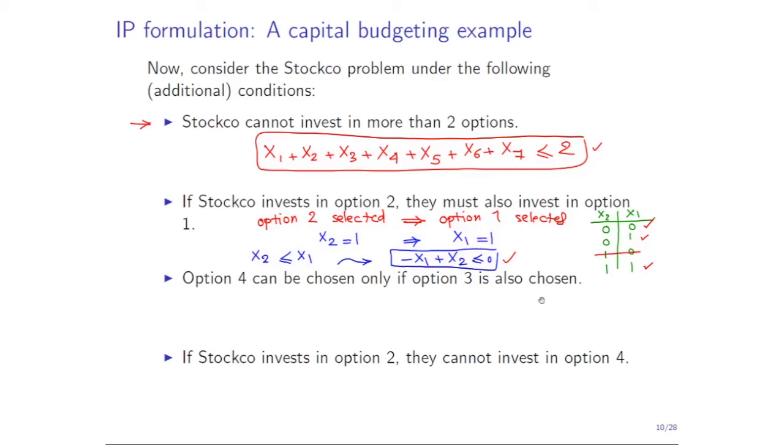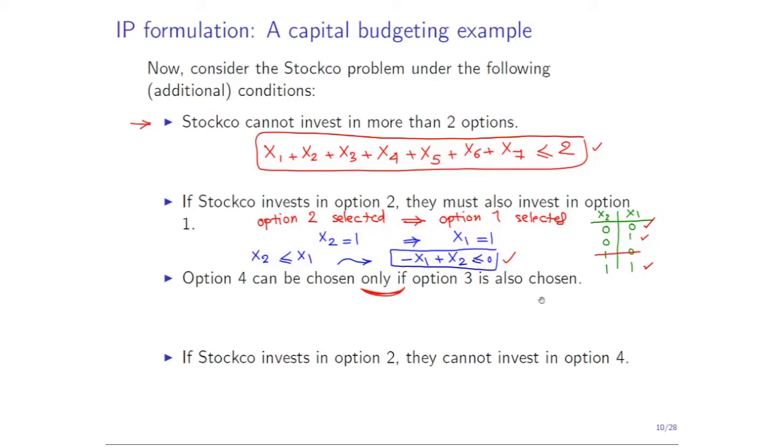Now let's look at the third one. Option 4 can be chosen only if option 3 is also chosen. The wording of this condition is a bit more complicated, but it actually is saying a very similar thing to the second constraint. The key is this only if part.